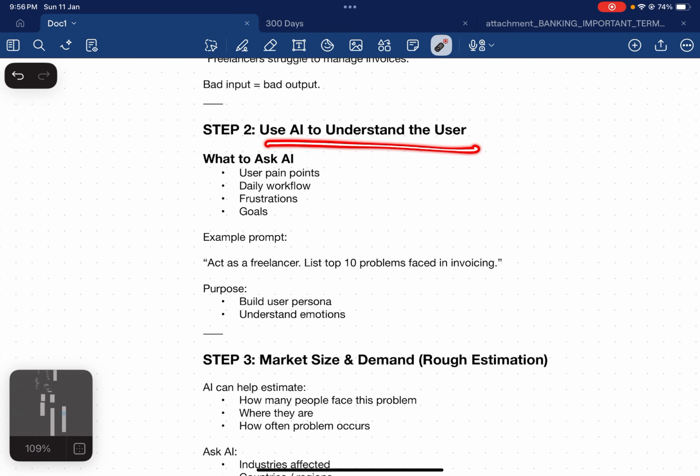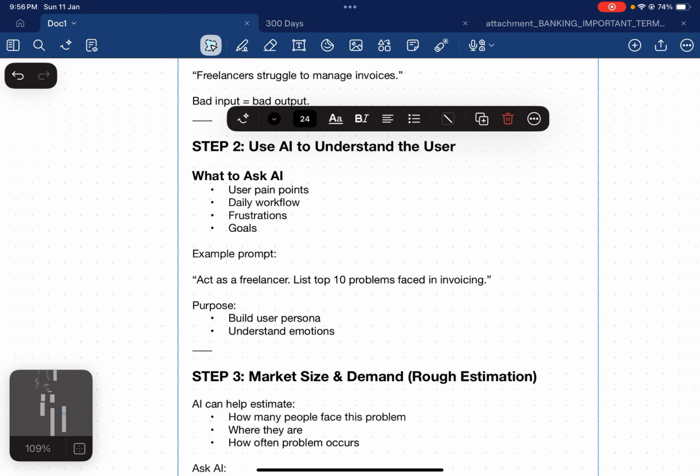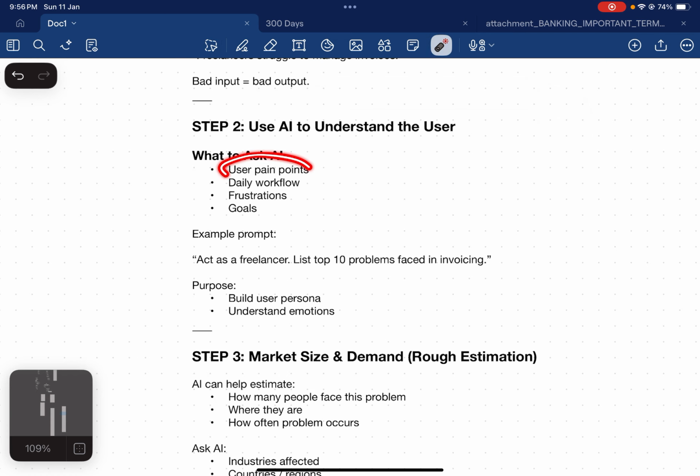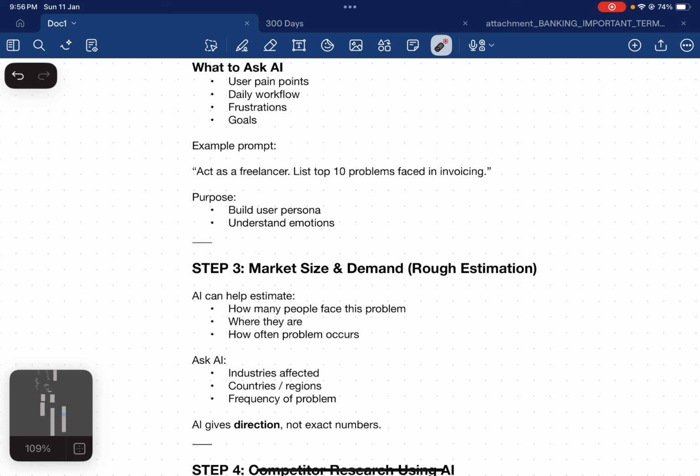Step 2, use AI to understand the user. What to ask? User pain points. You are solving a particular problem. In that, what are the pain points of the user? Daily workflow, frustrations, goals, etc. So, act as a freelancer and list out 10 problems faced in invoicing. So you can check the top problems. The purpose: build a user persona and understand emotions.